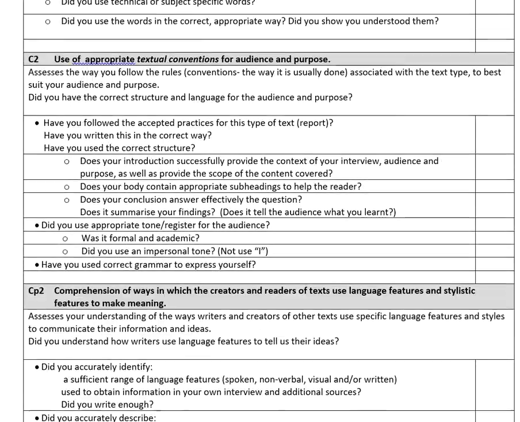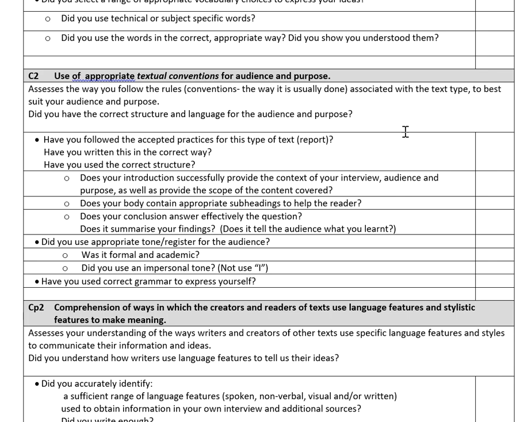Going down here. Okay. Do you have the correct structure and language for the audience and purpose? Is my short version. Now, some of these sections are a little bit long, and you might find that I've broken up some of these questions into little parts. Have you followed the accepted practices for this type of text or report? So did you write it in the correct way? Have you used the correct structure?